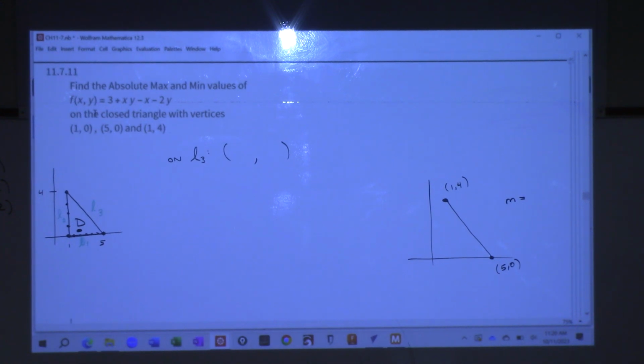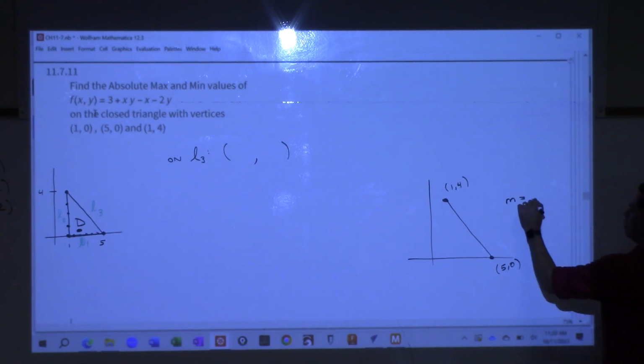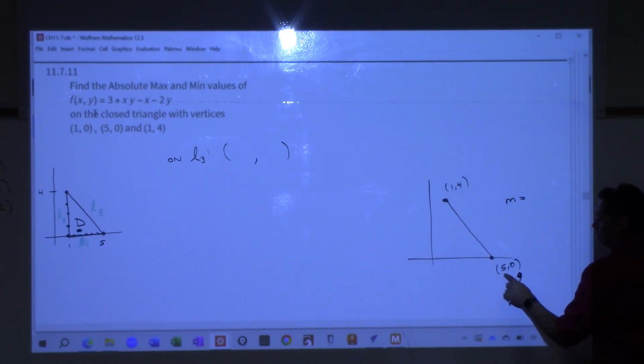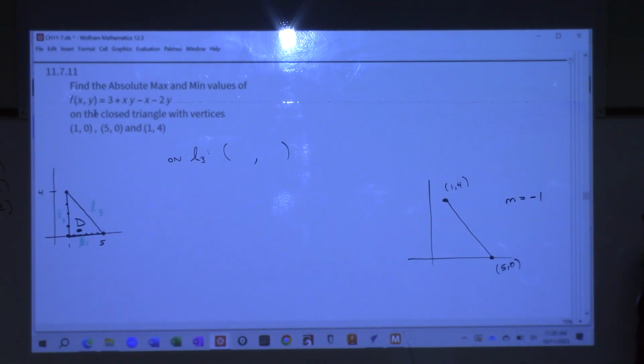Well, the slope is -1, right? The slope is -1. You can do it two different ways. You can go 4 minus 0 divided by 1 minus 5. Did we say -1? Yes. So the slope is -1, right?